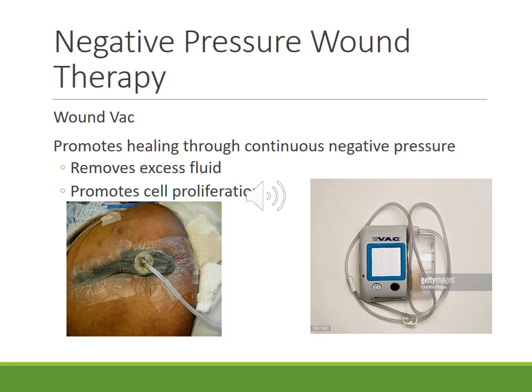I don't know that your textbook talks about these, but we are seeing more and more of these in the acute clinical setting for patients that have really deep wounds that are not healing, that they've had for a very, very long time. They're seeing really good results with the healing once they've applied the wound vac to that area.